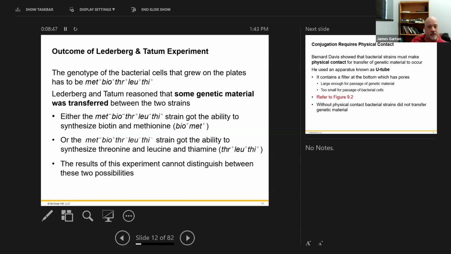And so one of two things could have happened. It was probably the first one. This is simpler. And so it was probably this that happened. So either the met minus bio minus, threonine leucine thiamine plus strain obtained the ability to make biotin and methionine, or the other strain gained the ability to make threonine, leucine, and thiamine. And that simple experiment couldn't tell what had happened.